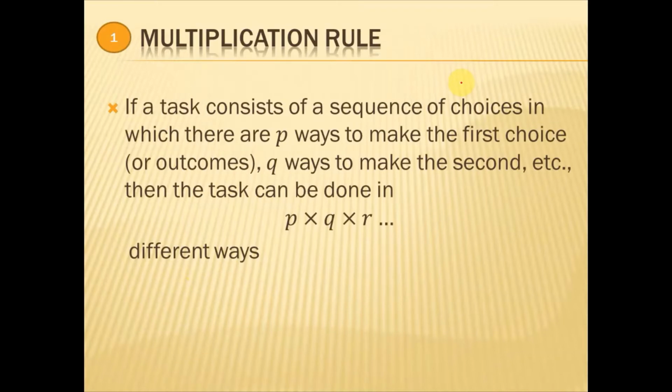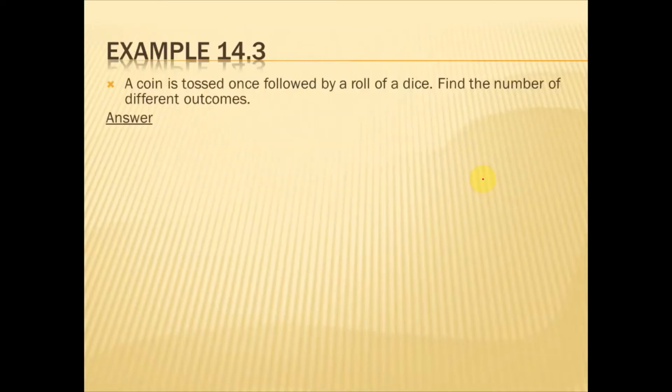Multiplication rule: if a task consists of a sequence of choices in which there are p ways to make the first choice, or outcomes, q ways to make the second choice, and so on, then the task can be done in p times q times r different ways. So we look at it by example: ways of first choice, ways of second choice. Let's look at an example. A coin is tossed once, followed by a roll of a die. Find the number of different outcomes.